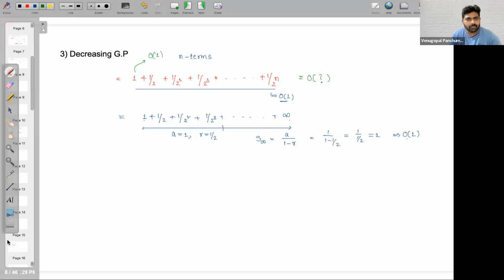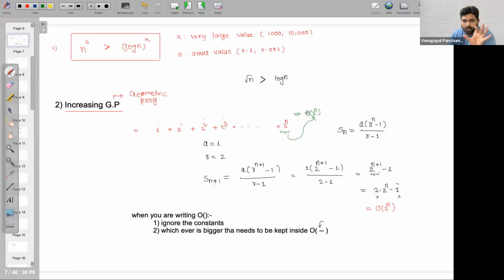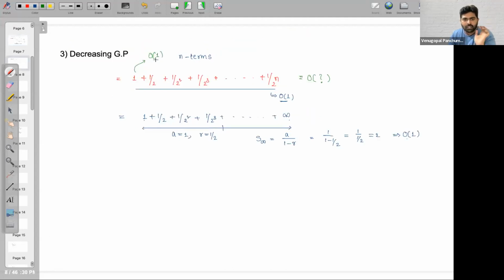Simple. Okay? Clear? If it is an increasing GP, then you take this term and you put it inside here. If it is a decreasing GP, you take the first term and you put it here. See, friends, whether it is 1, 10, 20, or 100, these all are constant numbers. So all these constants you can represent in big O of 1, no problem. All these constants, 1, 20, and so on, you can happily put inside this big O.